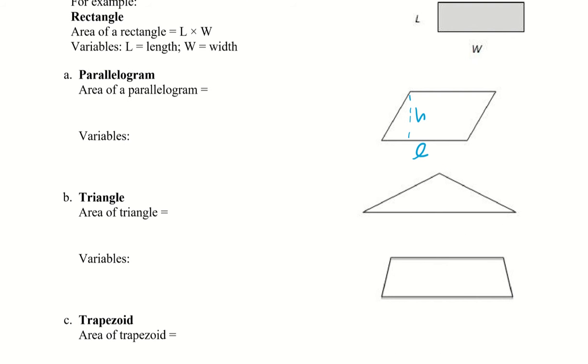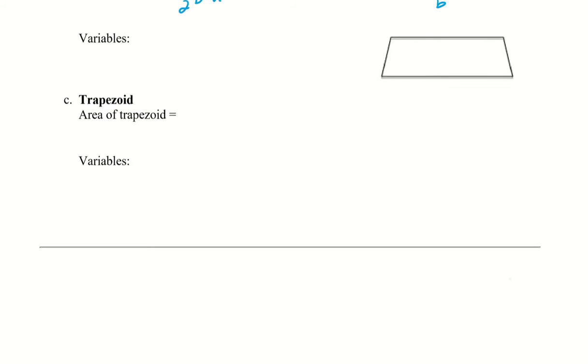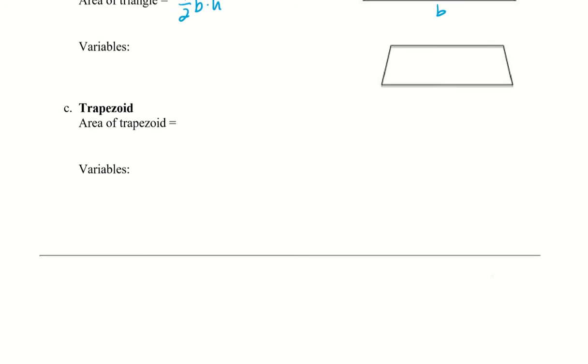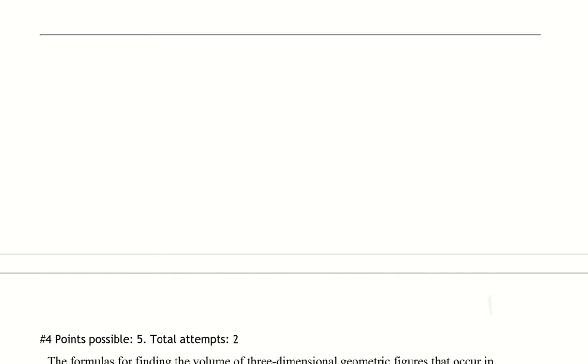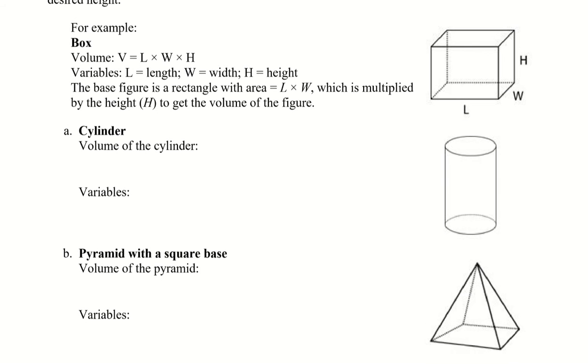And for a triangle, we definitely want to use that base times height. But a triangle is half of a rectangle, so it's actually only going to be 1/2 the base times the height. And we're not really going to deal with trapezoids, but the equations are given in the homework.